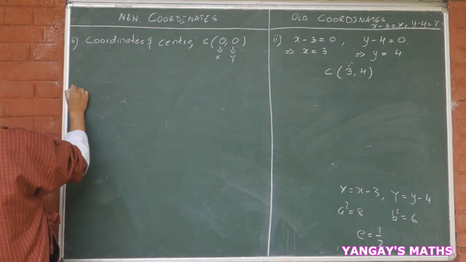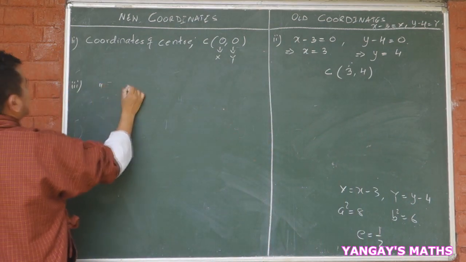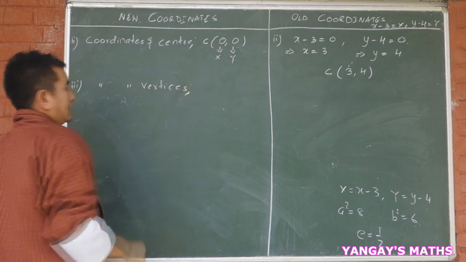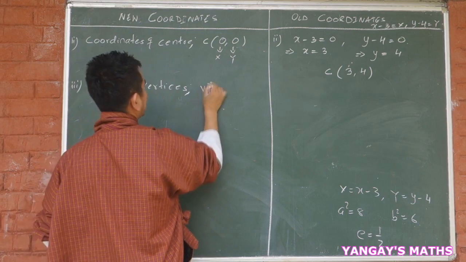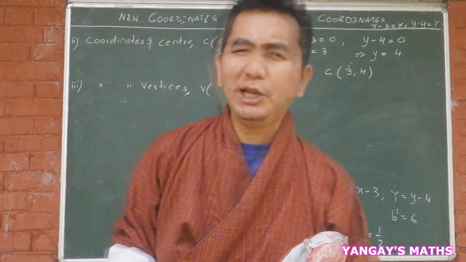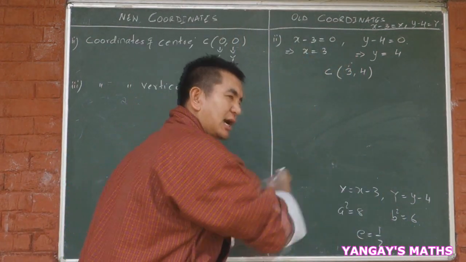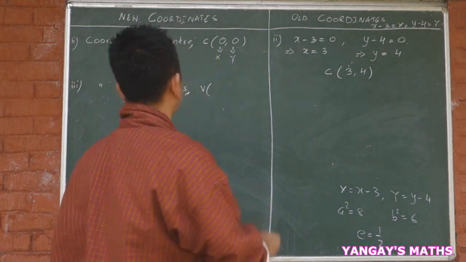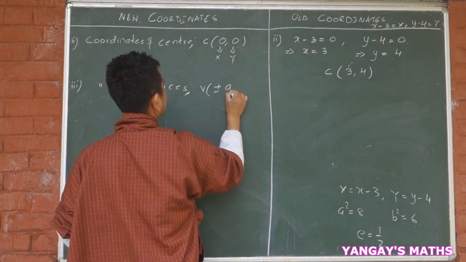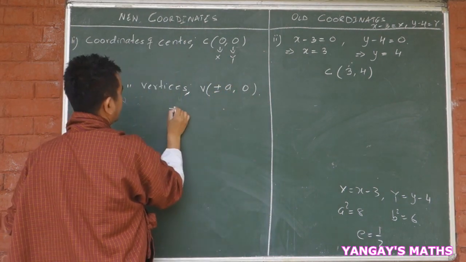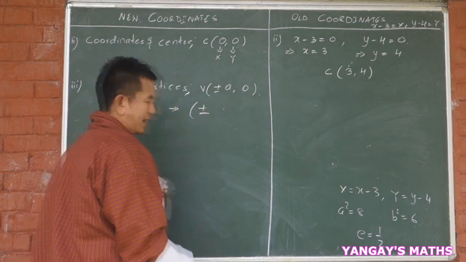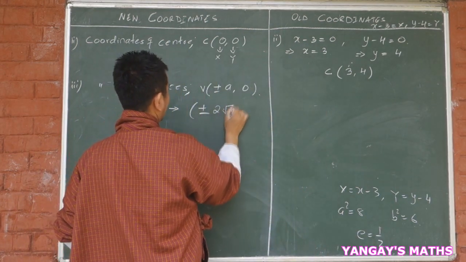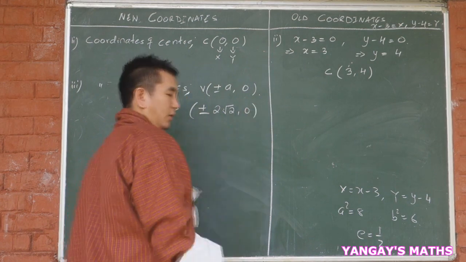We have the center. The next one, we need to find the coordinates of vertices. Number 3. Now we have coordinates of vertices. Here, vertices, vertex point. Please remember, this is a horizontal ellipse, where major axis is along the x-axis, which means we have the vertex on the x-axis. So which is plus or minus A, 0, what's the value of A? We have A value is 2 root 2. So 2 root 2, 0.